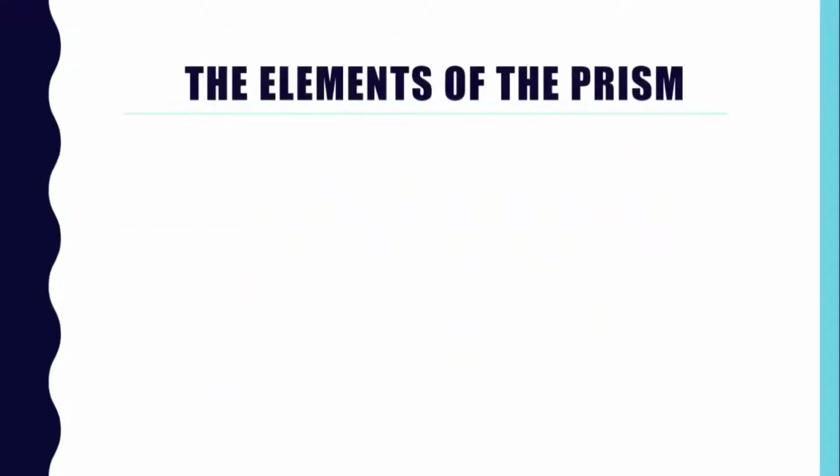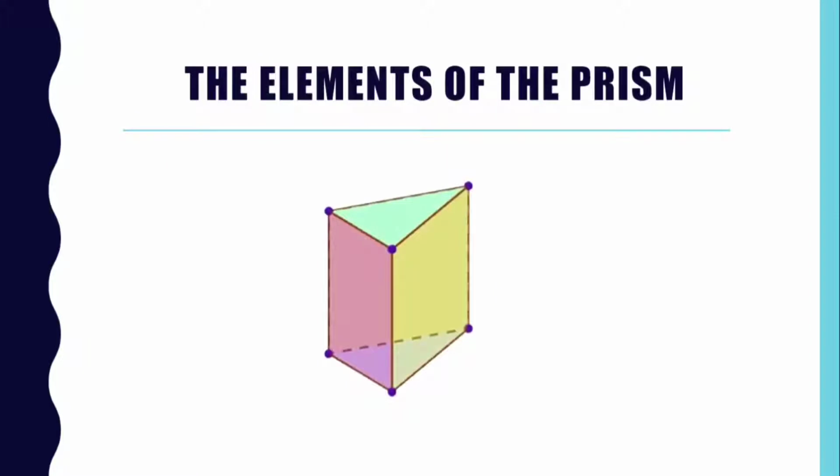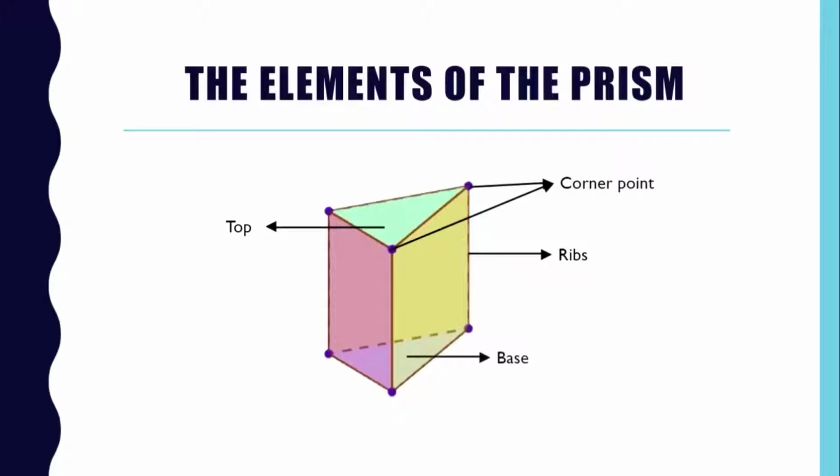The elements of the prism: this is a corner point, and then ribs, and then top, and then base, and then upright side.